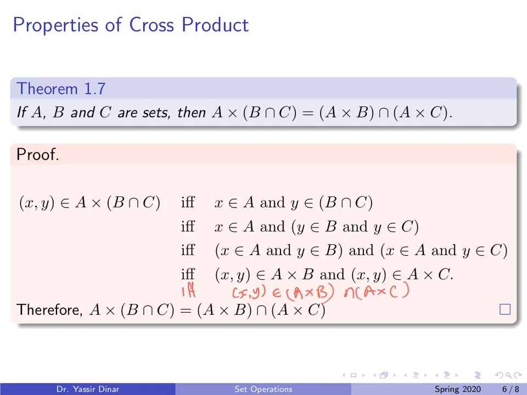Okay, so what we have is A cross (B intersection C) is equal to (A cross B) intersection (A cross C).